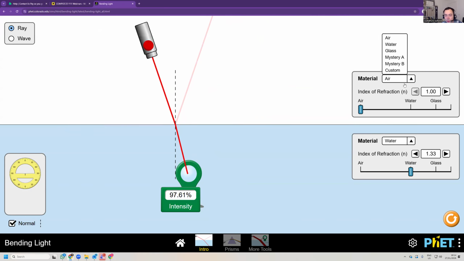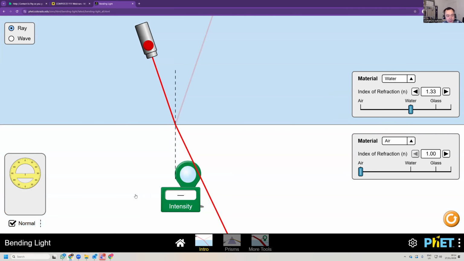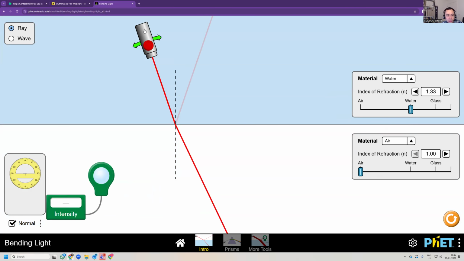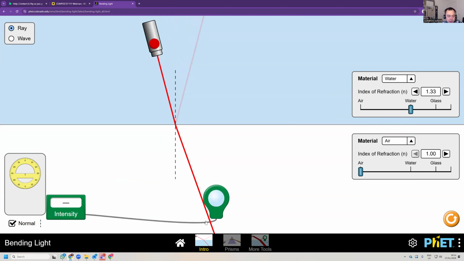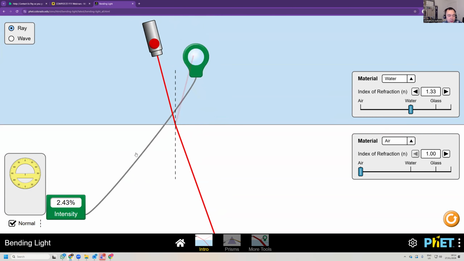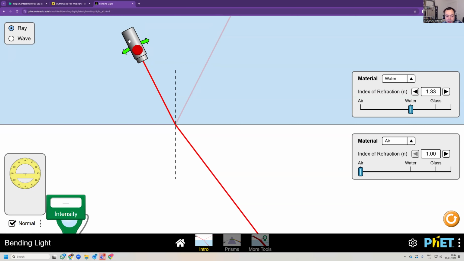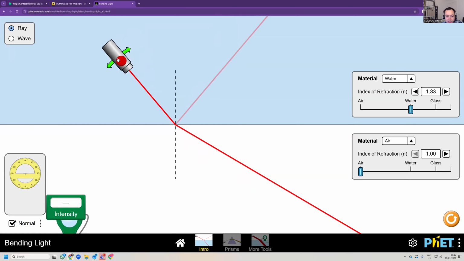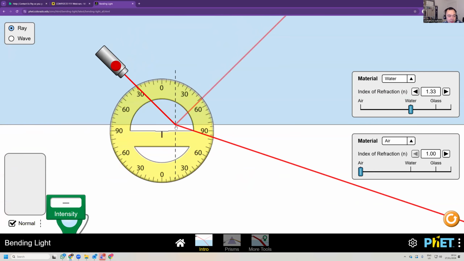However, if you go from water to air, it's a different picture. If you go from water to air, yes, you have reflection and refraction. So you can see that 97% is refracted, 2% reflected. But since the angle of refraction is bigger than the angle of incidence, at some point basically it reaches 90 degrees before this angle.